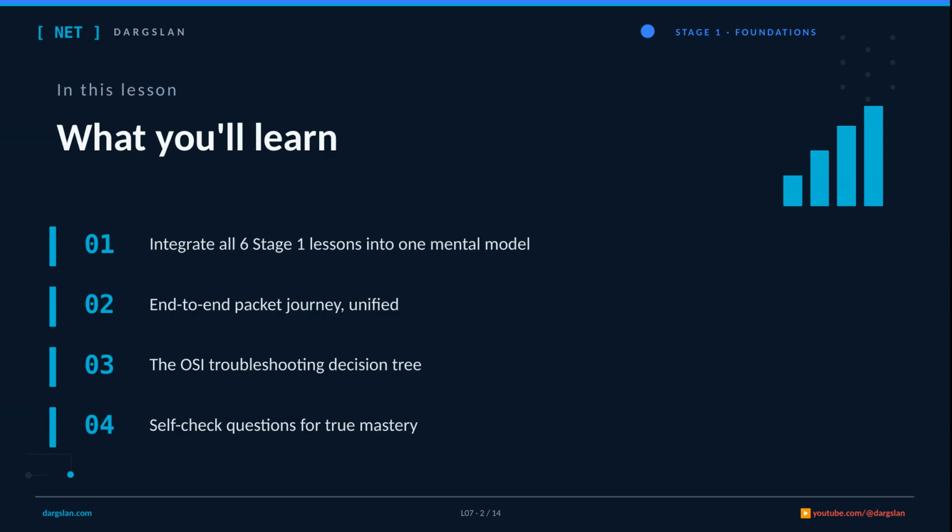First, we'll weave all 6 Stage 1 lessons into one coherent mental model. Then we'll trace a packet's full journey end to end, unified, not fragmented. After that, I'll hand you an OSI troubleshooting decision tree you can actually use in the field. And we'll close with self-check questions designed to prove you've truly internalized this material, not just memorized it.